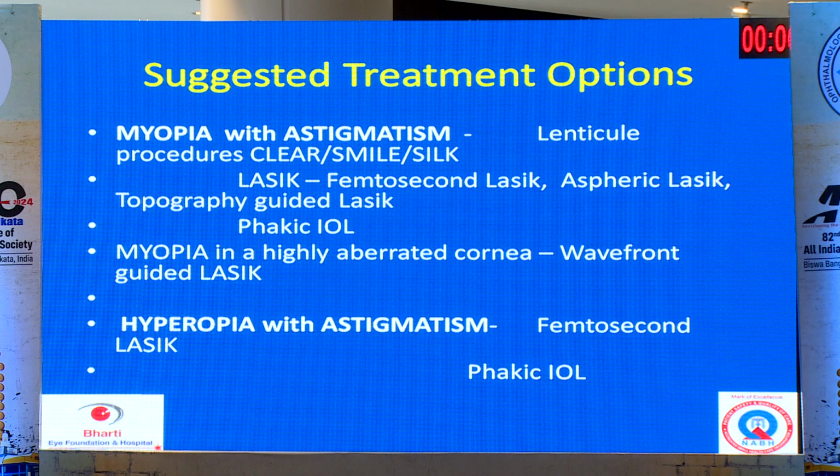So suggested treatment options for myopia with astigmatism today are the lenticule procedures like CLEAR or SMILE or SILK, or otherwise LASIK, like femtosecond LASIK or aspheric or topography-guided LASIK. For myopia in a highly aberrated cornea, wavefront-guided LASIK. And for hyperopia with astigmatism, femtosecond LASIK or phakic IOL.